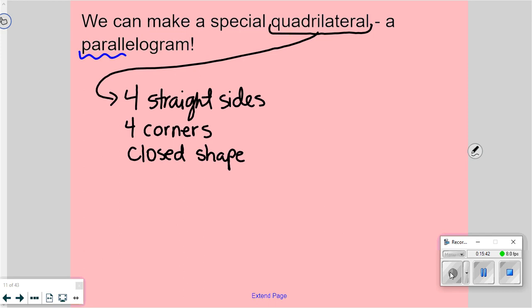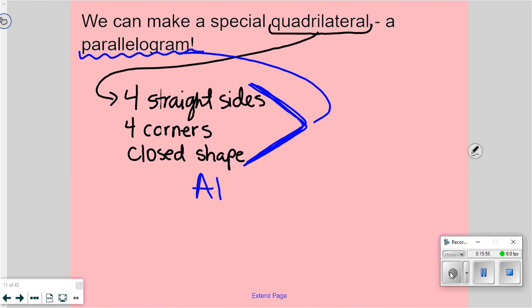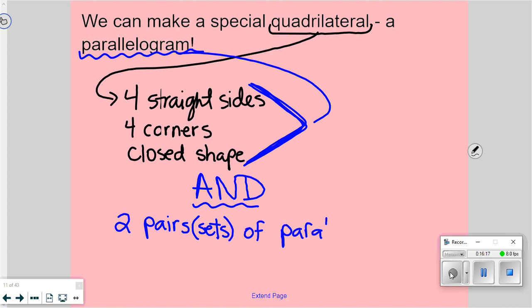A parallelogram has all of these things. And two pairs, sometimes you'll see the word sets, of parallel sides. Two, yes, it's an L, parallel. Two sets of parallel. Two L's right there, parallel.